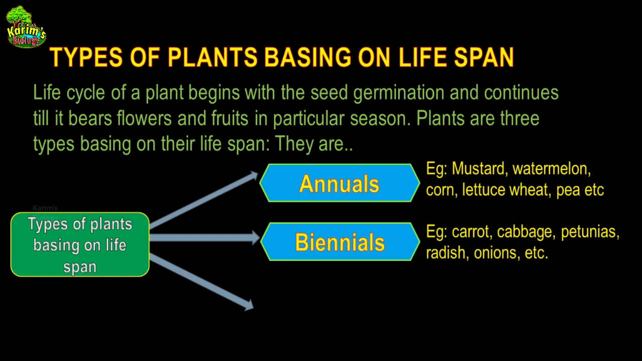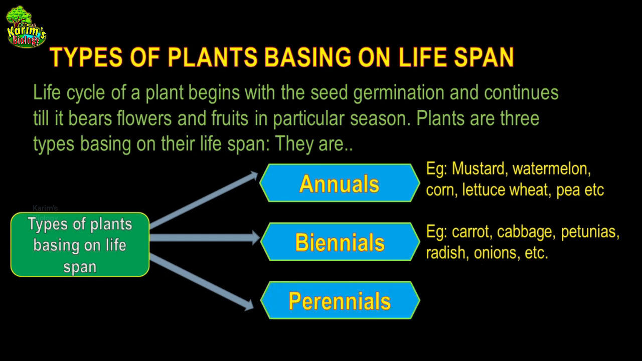In the first year, they germinate, they grow completely, and they develop physically. Whereas in the second year, after completion of 1 year, they start producing the flowers, and the flowers turn into fruits. In the fruits, there will be some seeds. So this is what happens in the second year. They will complete their lives in 2 years. Examples: carrot, cabbage, petunias, radish, and onions. These are examples for biennial plants.